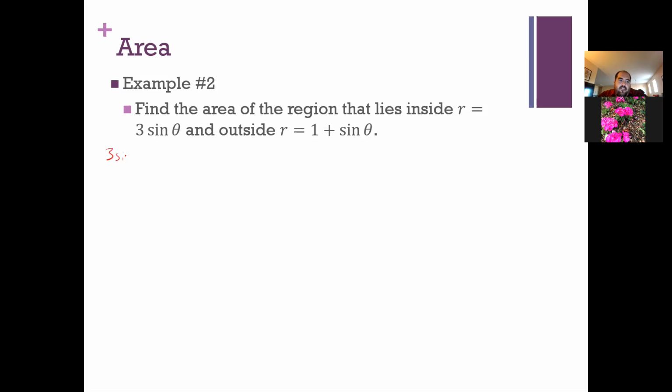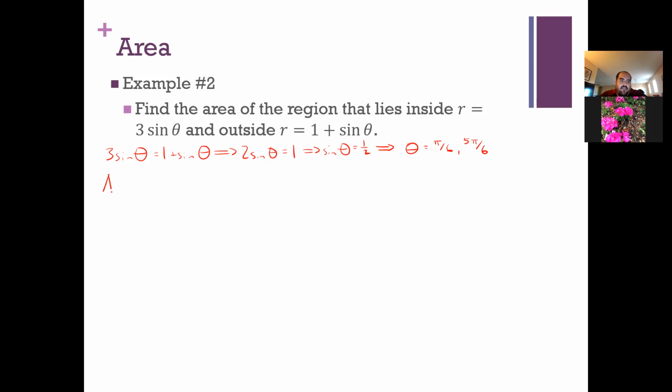So I get 3 sine theta equals 1 plus sine theta, which gives me 2 sine theta equals 1. Sine theta equals 1/2, and the first two non-negative values where that happens are pi over 6 and 5 pi over 6. So that's good. We have our bounds for theta.